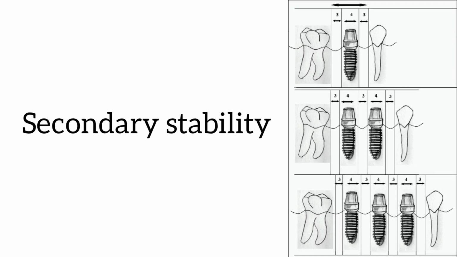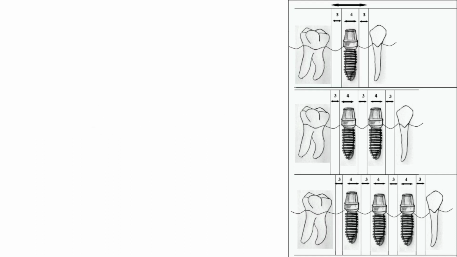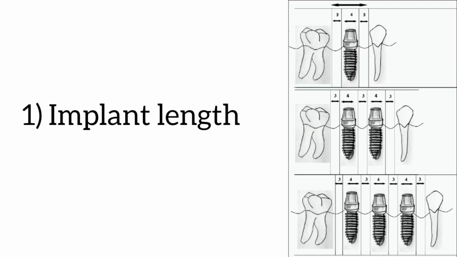The osseointegration of implants depends on 4 factors. Successful integration depends on combined interplay of these factors. First is implant length. Long implants provide more surface interface between implant and the bone, thereby improving the implant's initial stability. Lengths range from 6 mm to 16 mm.